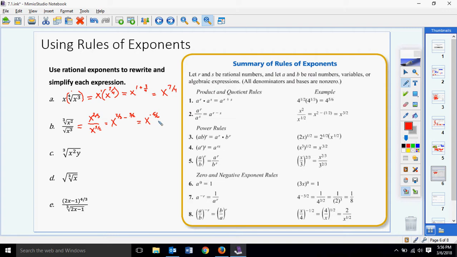Oh, now I have a negative exponent. So which rule does that fall under? Oh, that's rule 7. To change it positive, I need to move it to the denominator. Remember, x goes with it, and all you do is change it positive.